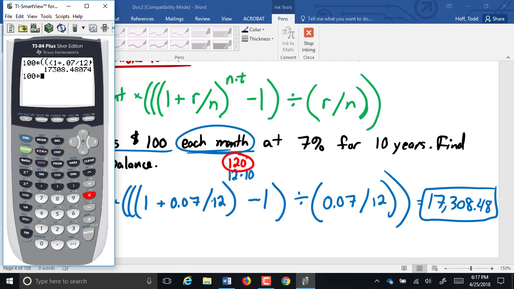So 100 times 1, 2, 3 open parentheses, 1 plus 0.07 divided by 12, close parentheses, to the power of, yx, 120, arrow out, then minus 1, close parentheses, divided by, open parentheses, 0.07 divided by 12, close and close. 17,000? Perfect. How about yours? Perfect.